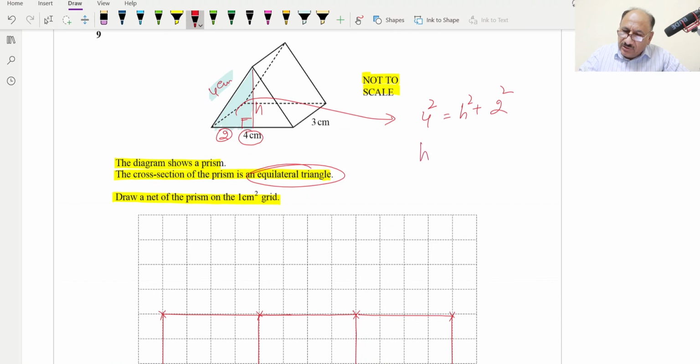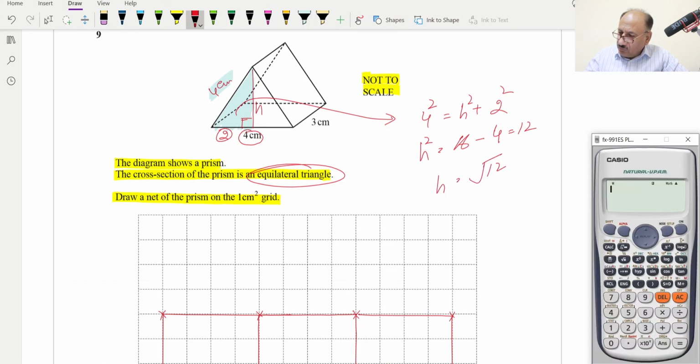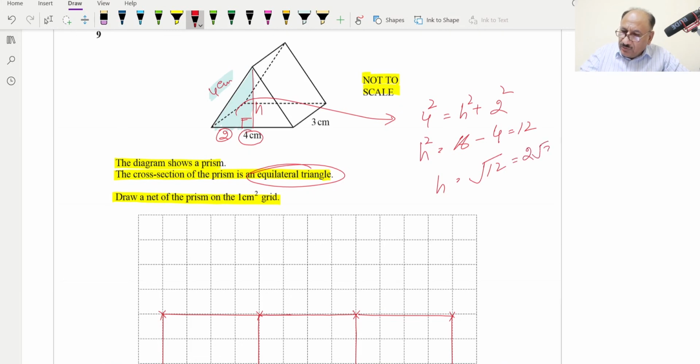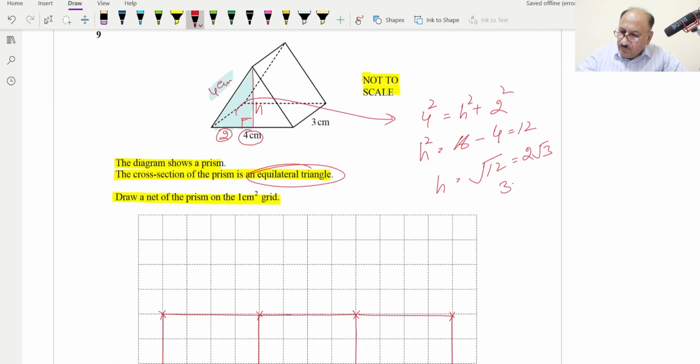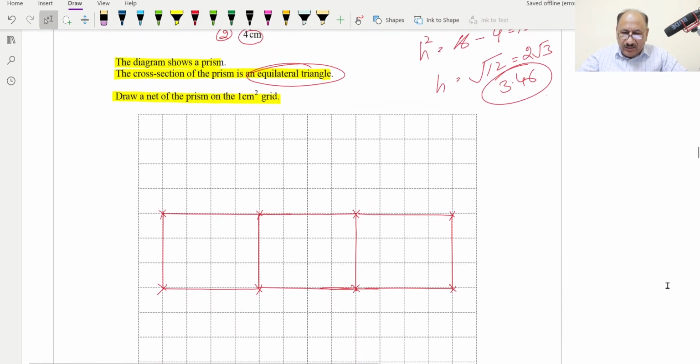Now we can find h square will be equal to 4 square, which is 16, minus 2 square, which is 4, so this will be 12, and h will be equal to under root of 12. Root of 12 is equal to 2 under root 3, and 2 under root 3 in decimal is roughly 3.46. So we have to take the height of the triangle as roughly 3.5, so up to this one we will be taking the height of the triangle 3.5.